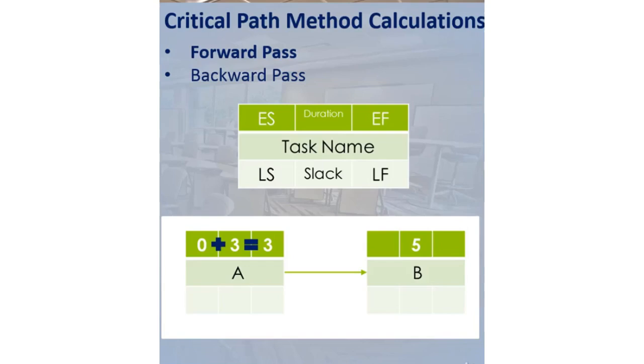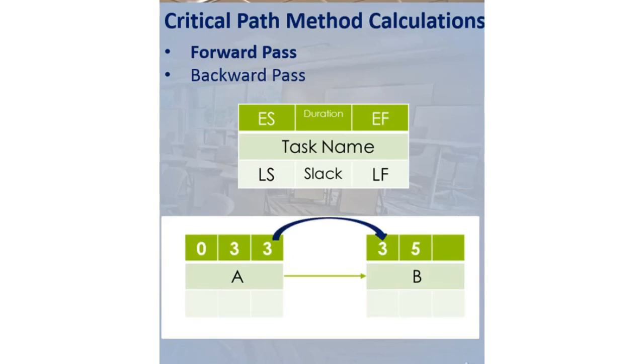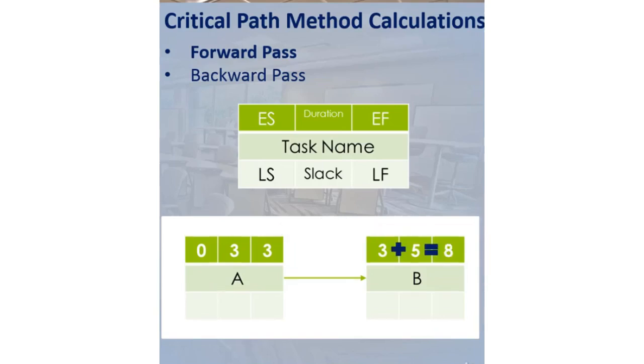We have calculated ES and EF values of A. Now, it is time to calculate ES and EF values of B. We are entering the EF value of A to the ES value of B. Then, just like what we did in task A, we will add 5 and 3 and write the result in the empty area on the top right side of task B. The EF value of B is calculated to be 8.